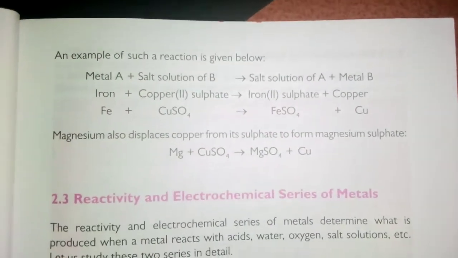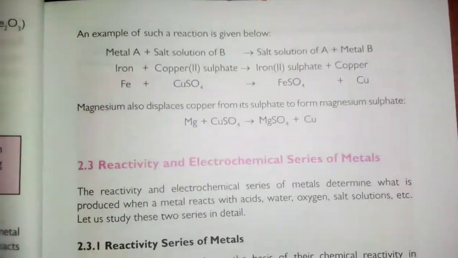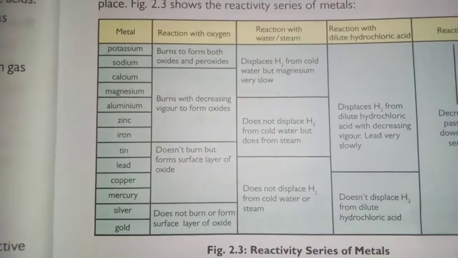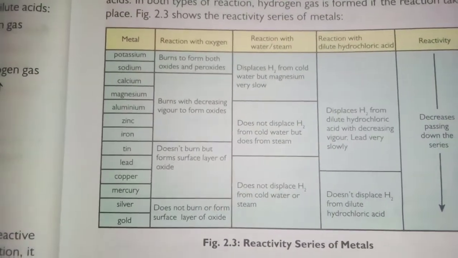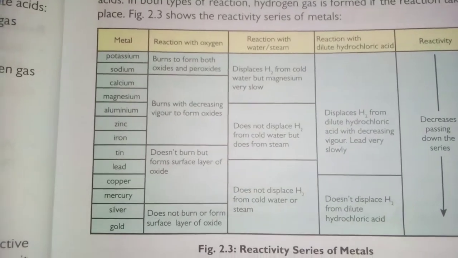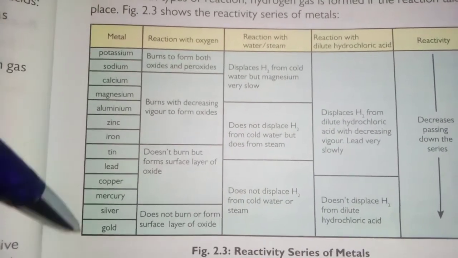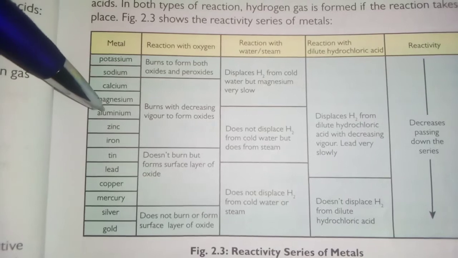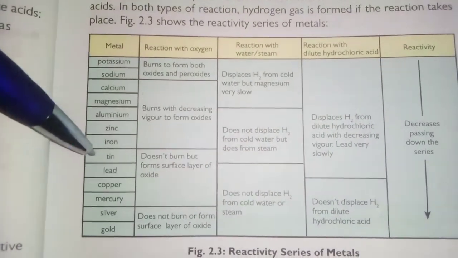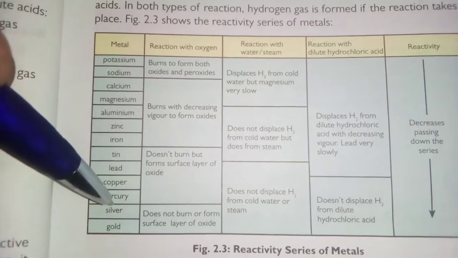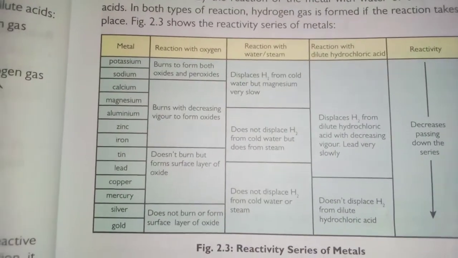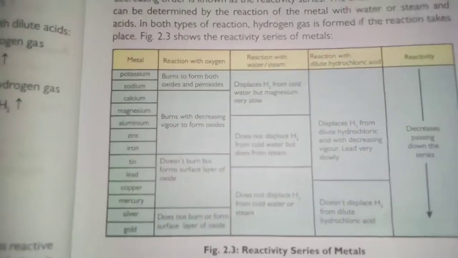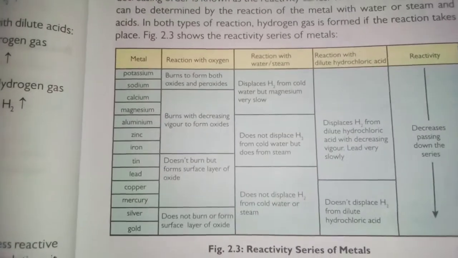Now, this brings us to the reactivity series of metals. When we are talking about the reactivity series of metals, we are looking at which metal is more reactive than the other. For example, what you are seeing is a reactivity series, meaning that potassium is most reactive, followed by sodium, calcium, magnesium, aluminium, zinc, iron, tin, lead, copper, mercury, silver, gold. These metals, you have to know them the way they are arranged in their reactivity series.